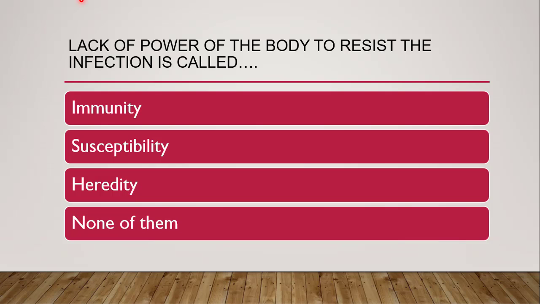Then next question: lack of power of the body to resist the infection is called immunity, susceptibility, heredity or none of them. The correct answer is susceptibility, whereas the power of the body to resist the infection is immunity and lack of power of the body to resist the infection is susceptibility.